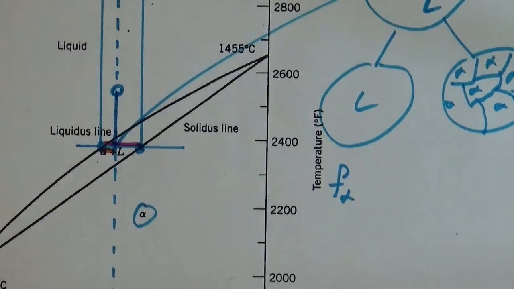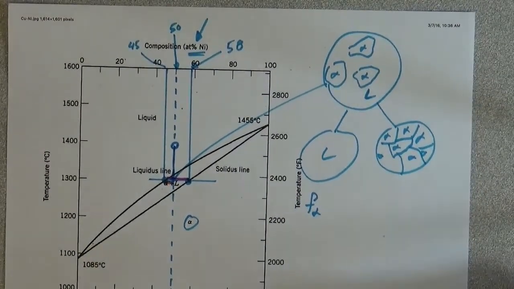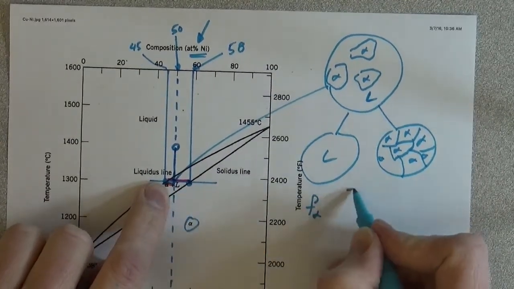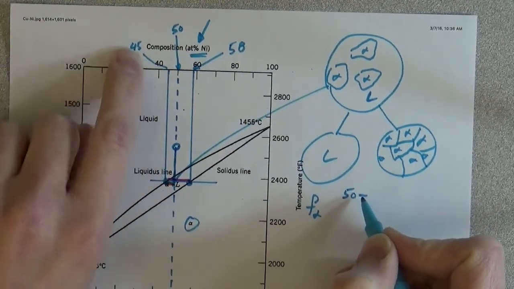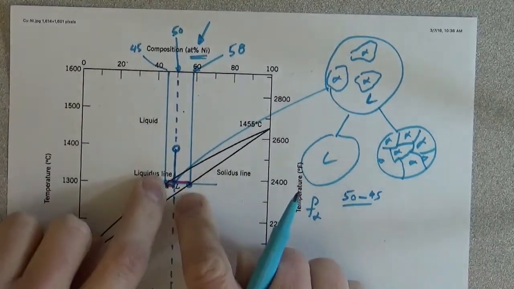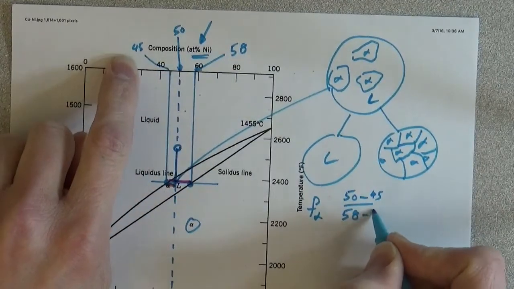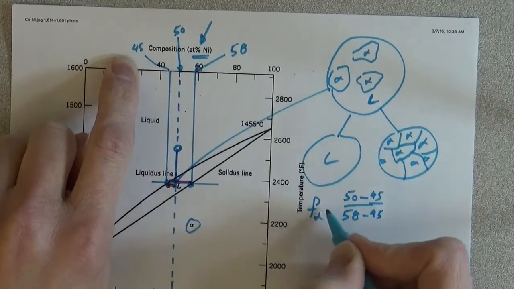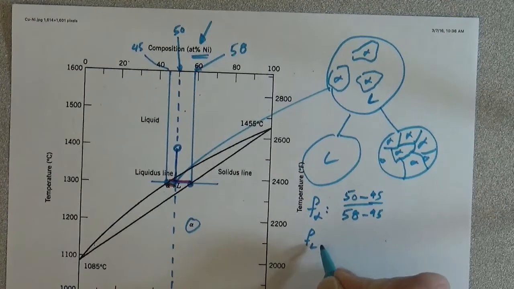So that means that the phase fraction of alpha is that orange line, so that's going to be 50 minus that line, which is 45, divided by the total length, which is 58 minus 45. And then we can get the phase fraction liquid.